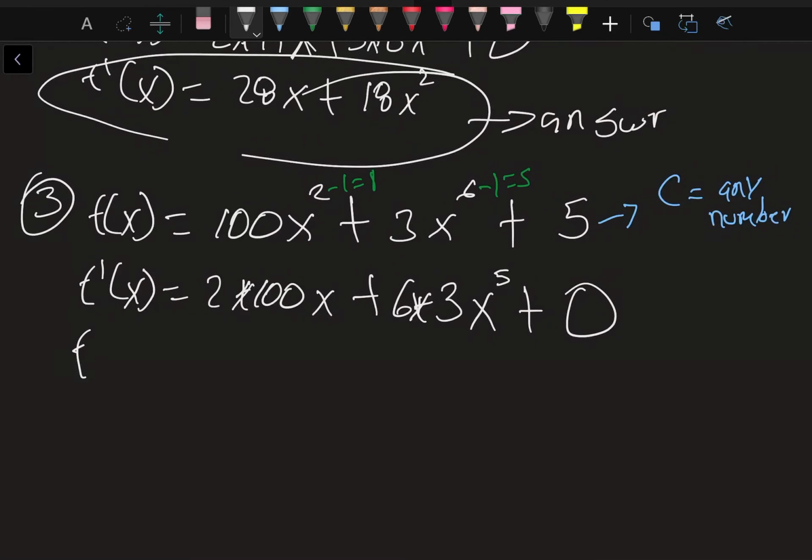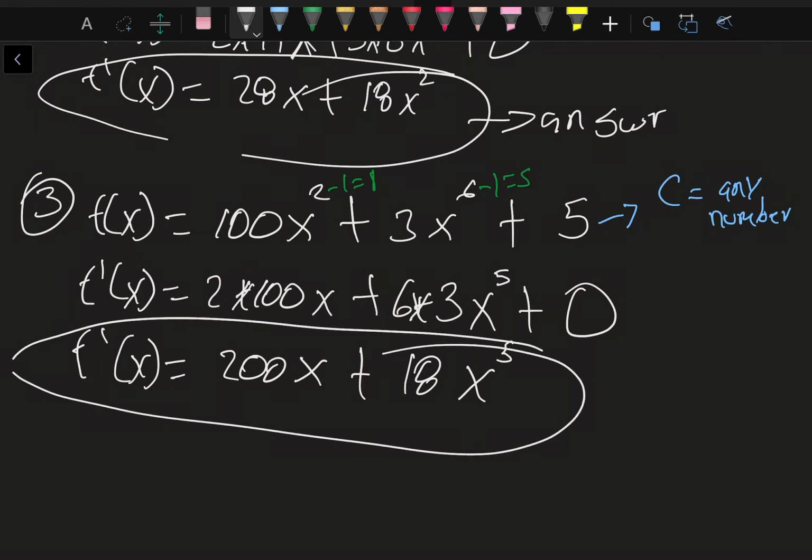So let's simplify things in here. f of x prime is equal to 100 times 2 is equal to 200x plus 6 times 3 equals 18x raised to the 5th plus 0 value. In this case, I'm not going to add the 0 at the end. So this is our answer.